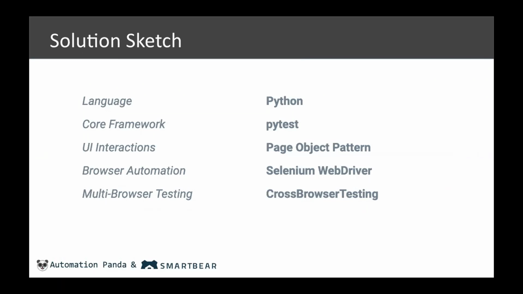Along with Python, we'll be using a couple of tools. Our core framework will be pytest. For our user interface interactions, we'll model those using the page object pattern, which you may or may not have heard of. For the low-level browser automation, we'll be using Selenium WebDriver. And finally, to scale to multi-browser testing, we'll be using CrossBrowserTesting as a cloud-based tool.